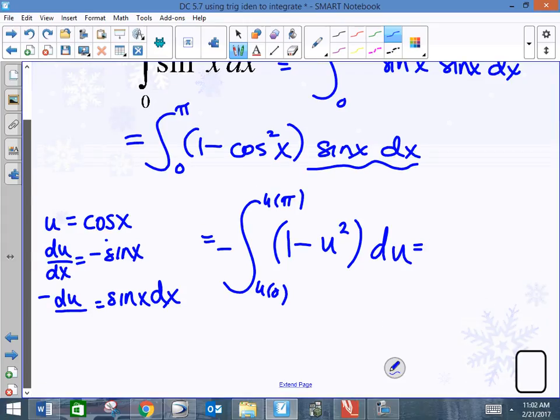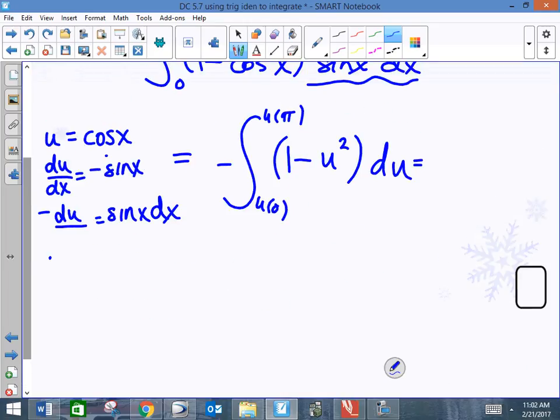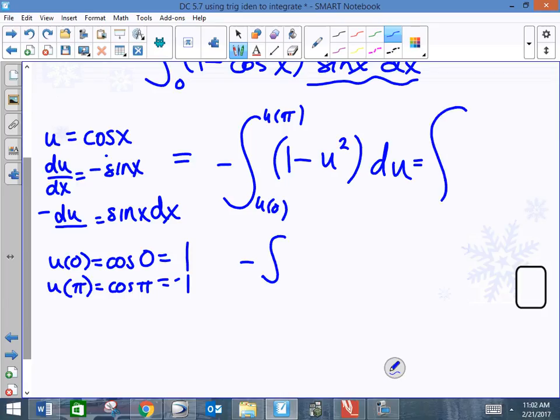All right. So let me change this. Move this over here. Did we use anybody on the integration? We haven't done the antiderivative yet. All right. U of 0, what is that? U of 0 is cosine of 0. That's definitely 1. U of pi is the cosine of pi. That is definitely negative 1. So now we have 1 minus u squared du.